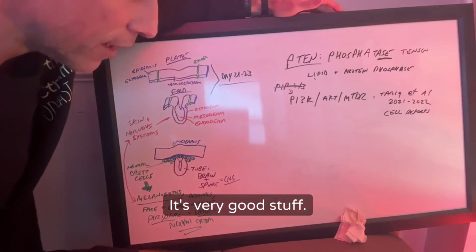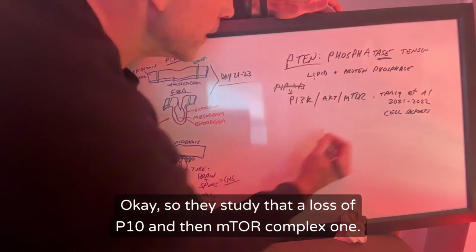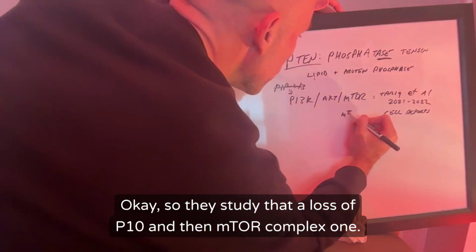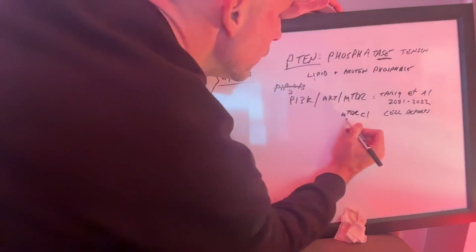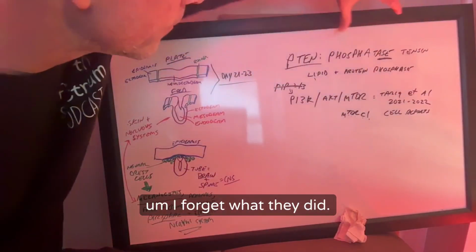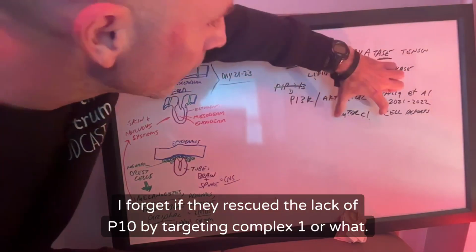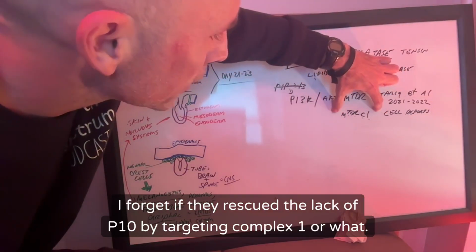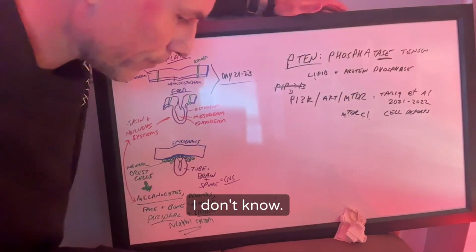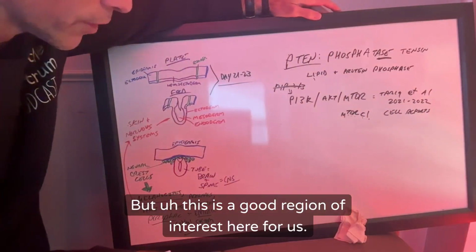It's very good stuff. Okay, so they study that a loss of PTEN and then mTOR complex 1. You'll see it as mTORC1. I forget what they did. I forget if they rescued the lack of PTEN by targeting complex 1 or what. I don't know. But this is a good region of interest here for us.